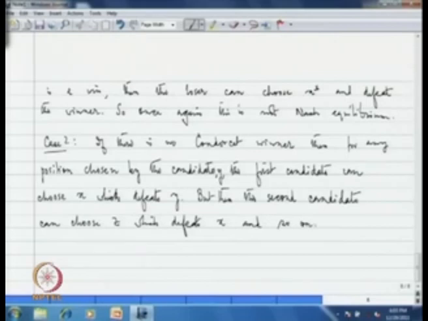So, in this case, since there is no Condorcet winner, there is no Nash equilibrium. For any configuration of positions chosen by the two candidates, a person who is losing can change his position and pick another position to defeat the winner and so on. If they are tying, they are tying at a particular position, but again that is not an equilibrium because the position which defeats this position can be chosen by any of the candidates and again he can do better for himself. So, therefore, in this case no Nash equilibrium exists.